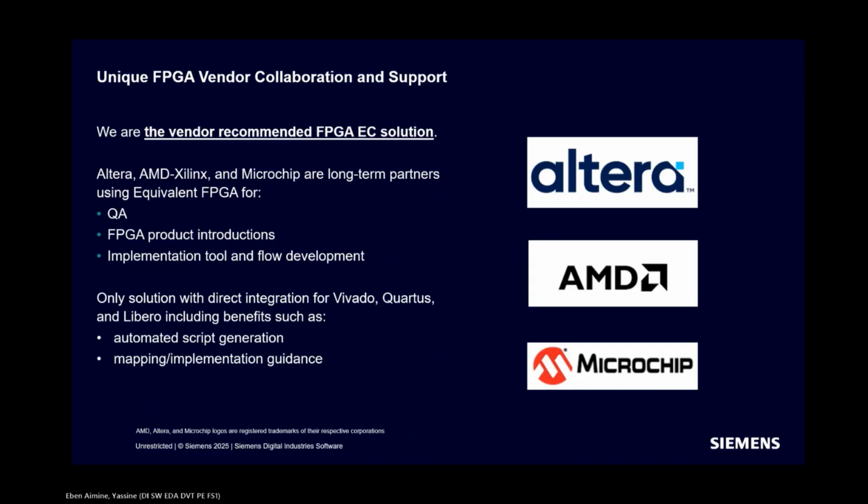These are the vendors that we work very closely with: AMD, Altera, and Microchip. They actually recommend us as an equivalence checking tool. Not only do they recommend us to their clients, or our mutual clients, they actually use this for their own QA, because they're developing synthesis tools and turning on optimizations and so on. They use this as their internal QA tool. So AMD keep us very, very busy. Altera keep us very, very busy, and Microchip and so on.